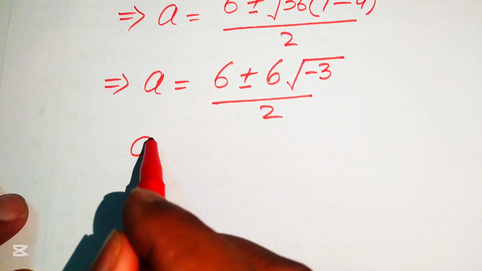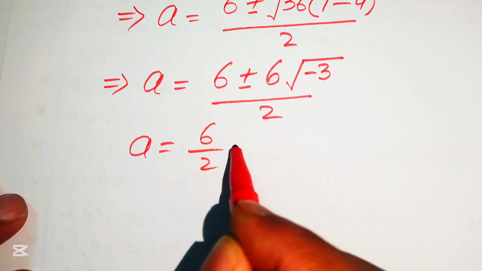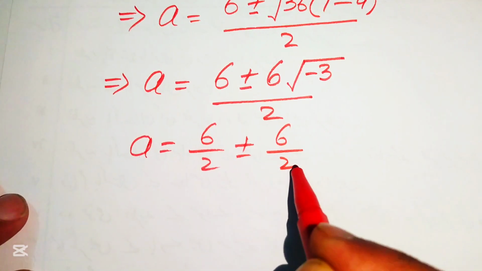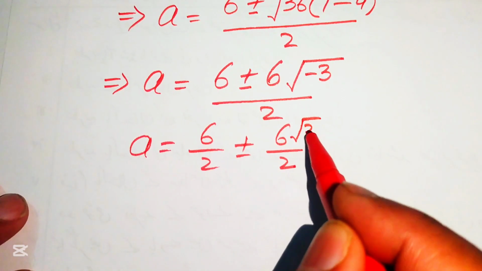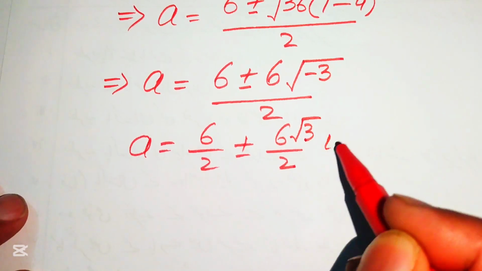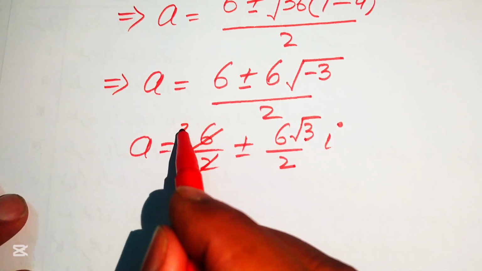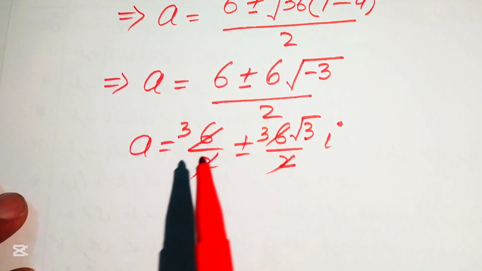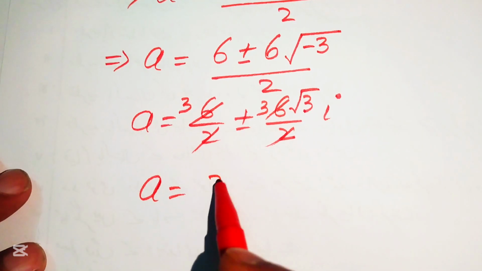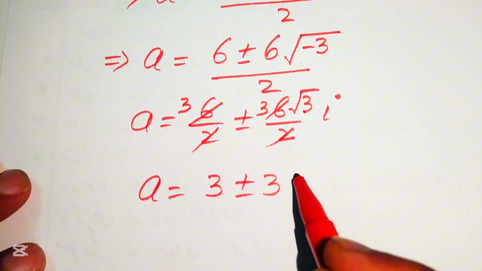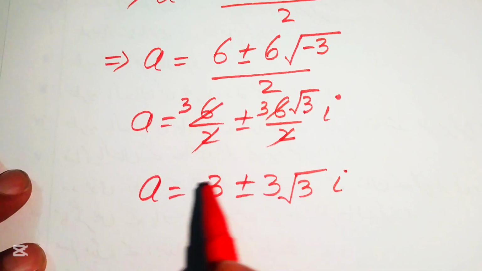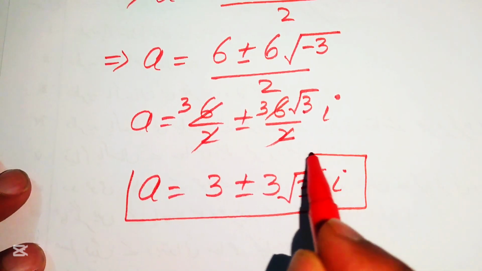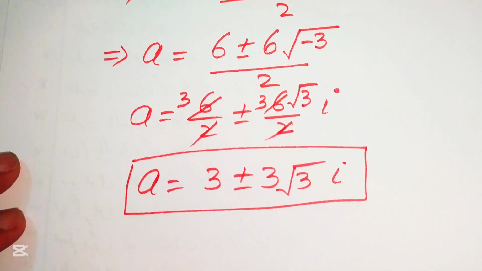So here we break this fraction, and it will be written as 6 over 2 plus minus 6 over 2, and we know that this is square root of 3, and the square root of minus 1 equals iota. This is 2 times 3 is 6, and 2 times 3 is 6. So we get a equals 3 plus minus 3 times square root of 3 iota. These are the other two complex roots of the given equation, and this is the final answer.